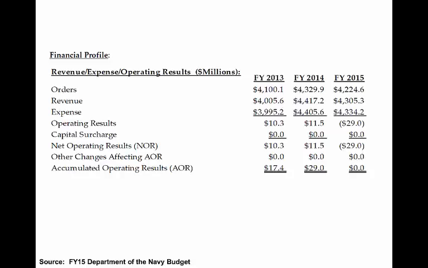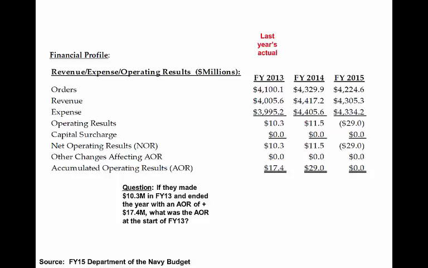This is an actual budget from the FY 2015 Navy budget for one of the research and development centers. Since it's the FY15 budget, it was submitted in early fiscal year 14, and so we report the fiscal year 13 actual results. And we see that this command had revenue of $4 billion, expenses of almost $4 billion, with a result of $10 million to the good. And the year ended with an accumulated operating result of $17 million.